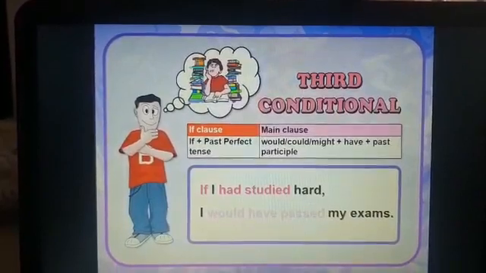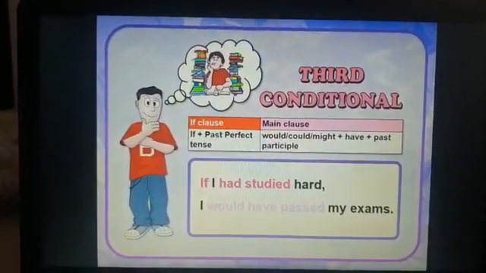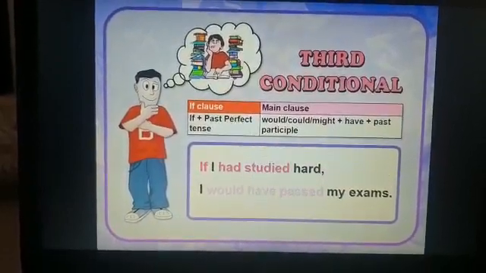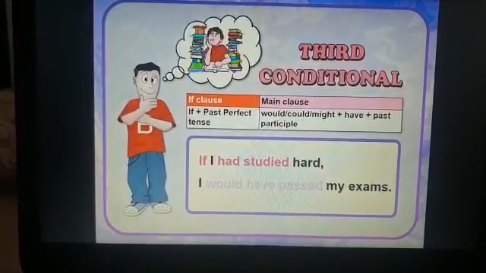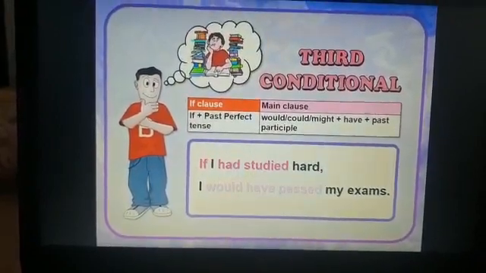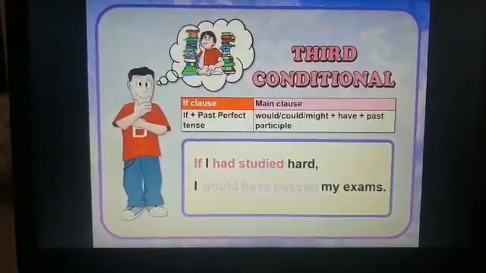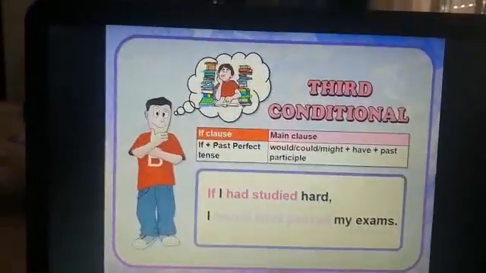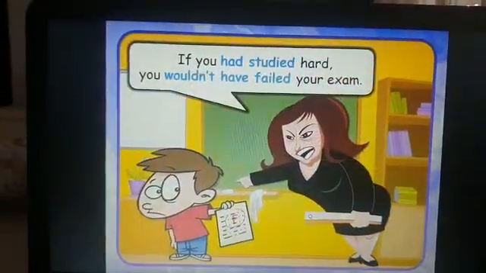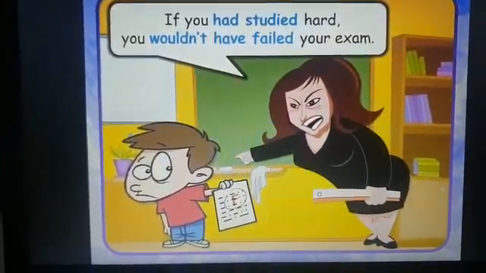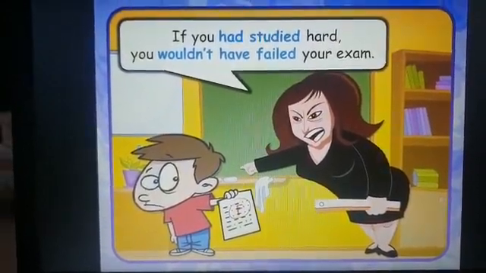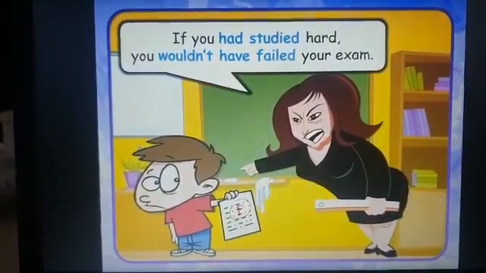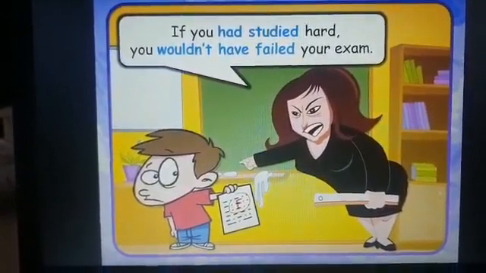So, example, if I had studied hard, I would have passed my exams. The translation into Spanish would be, si yo hubiera estudiado más, habría aprobado mis exámenes. Pero como no has estudiado más, pues has suspendido. ¿Qué pasa? Esto es un arrepentimiento. Seguimos. Here we have the teacher telling the boy off because he failed the exam. If he had studied hard, he wouldn't have failed his exam, right?